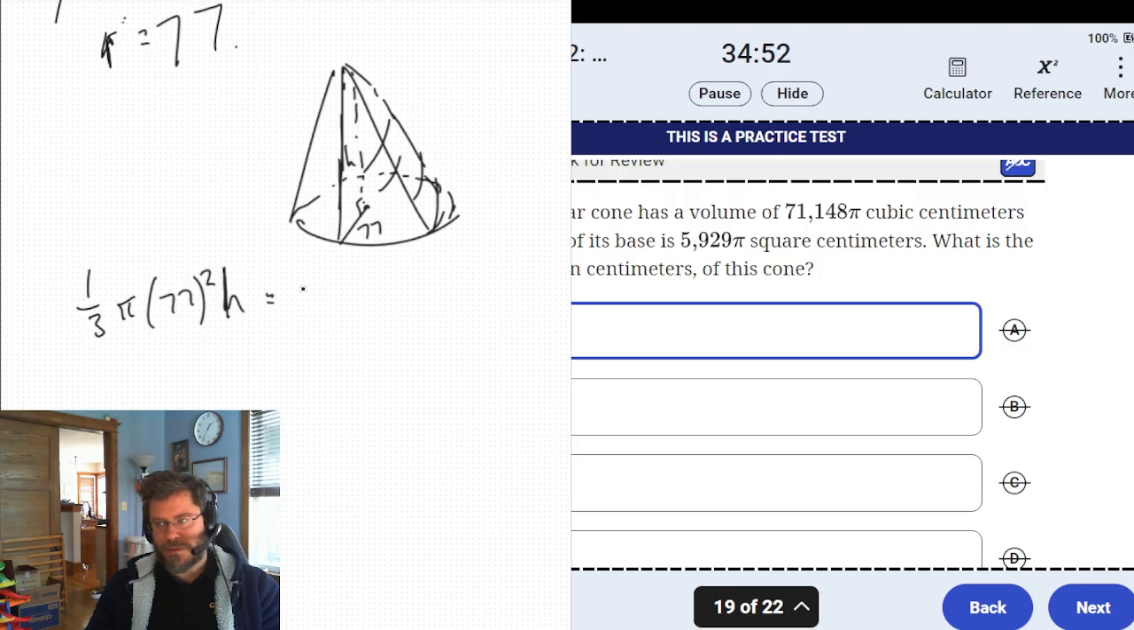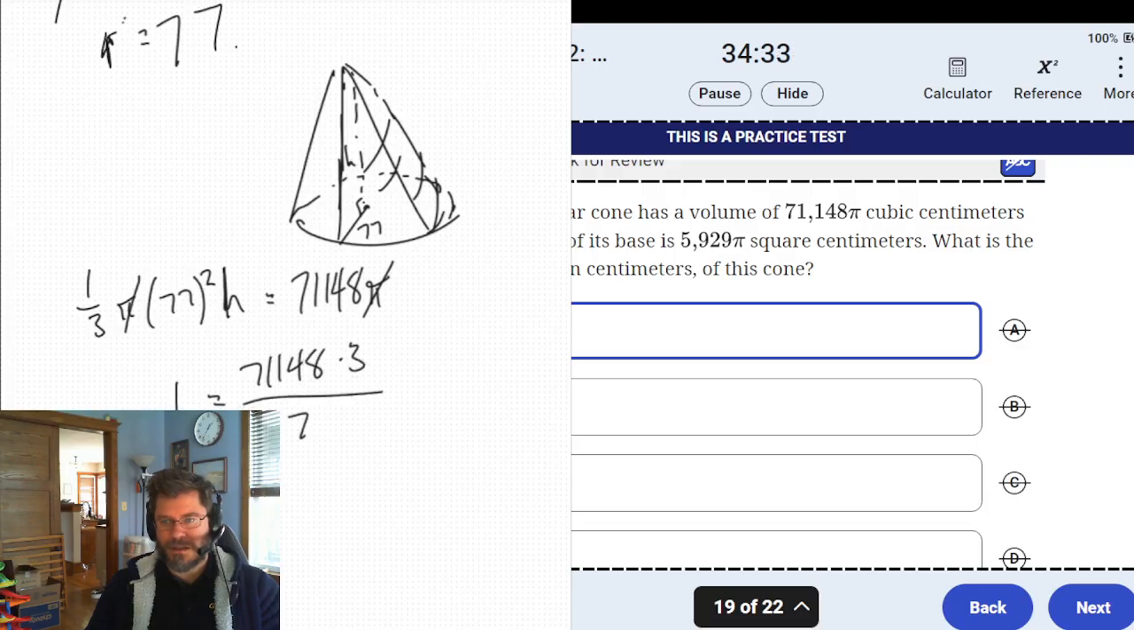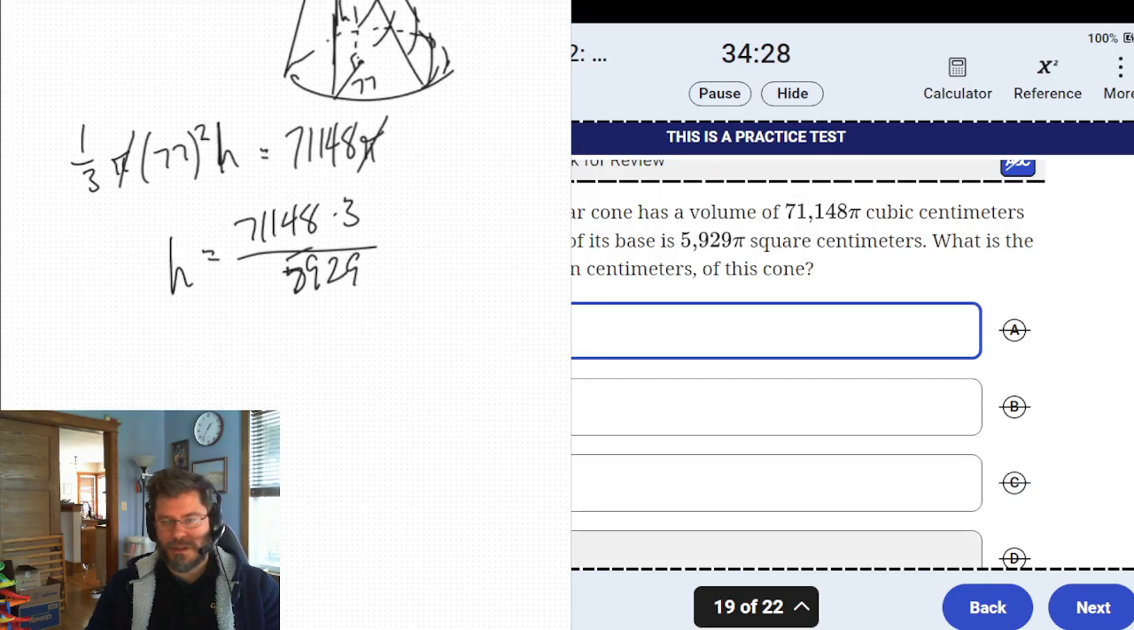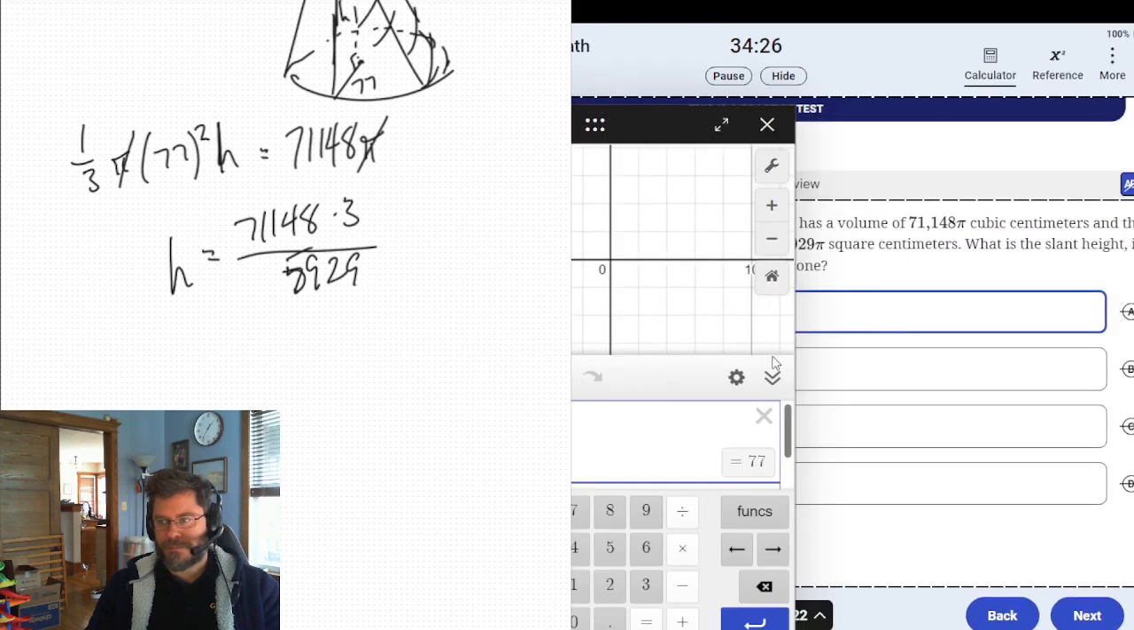This is 71,148 pi. Pi's cancel out yet again. Multiply by 3, divide by 5929. So h equals 71,148 times 3 over 5929. Calculator again. So 71,148 times 3. You could just type all this in. Divided by 5929.